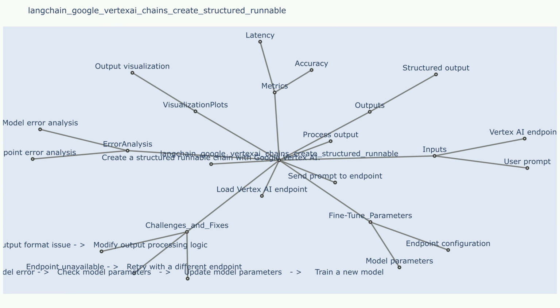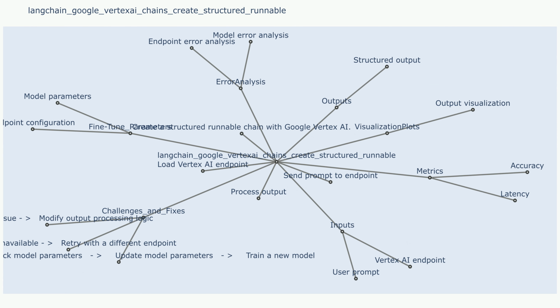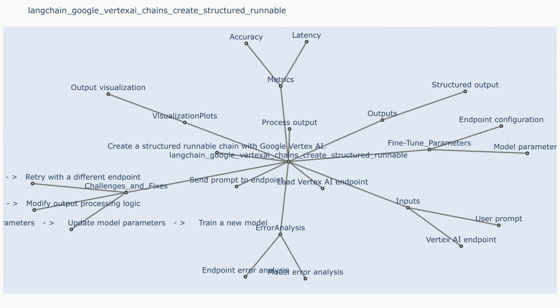Uncertainty methods: the chain can use uncertainty methods from the underlying Langchain chain. The chain can use uncertainty methods from the underlying Google Vertex AI models. Challenges and fixes. Challenge 1: the Langchain chain may not be compatible with Google Vertex AI.